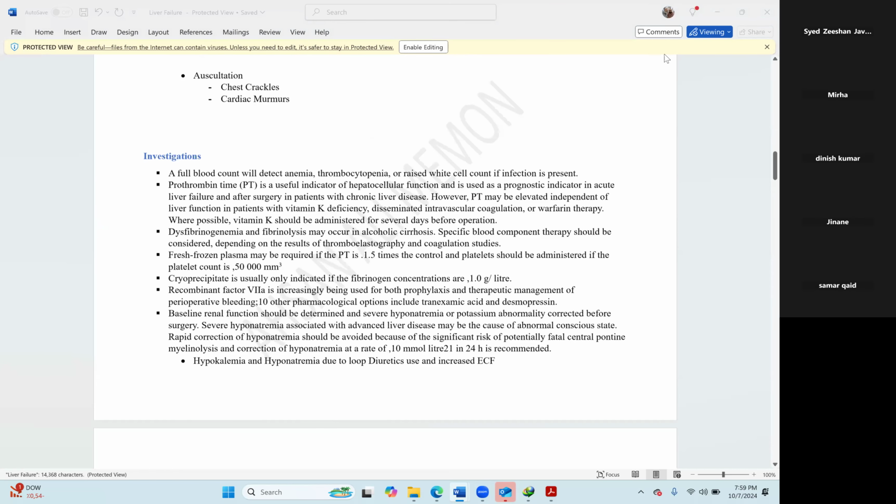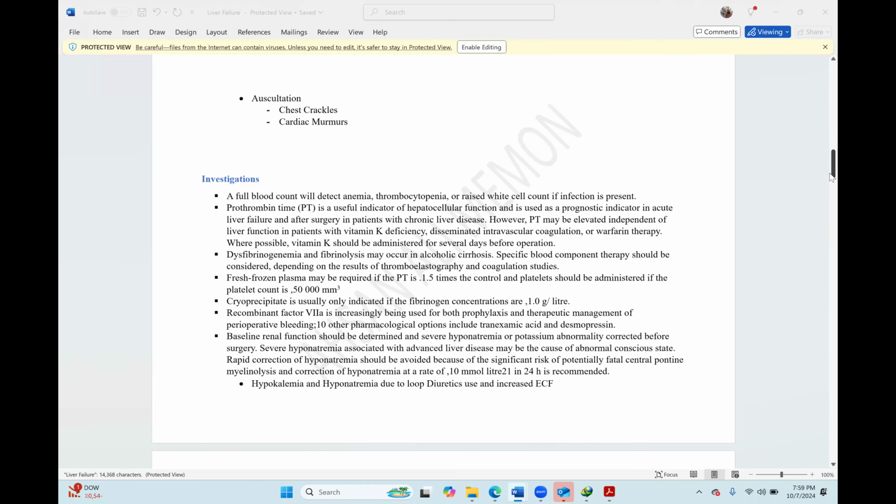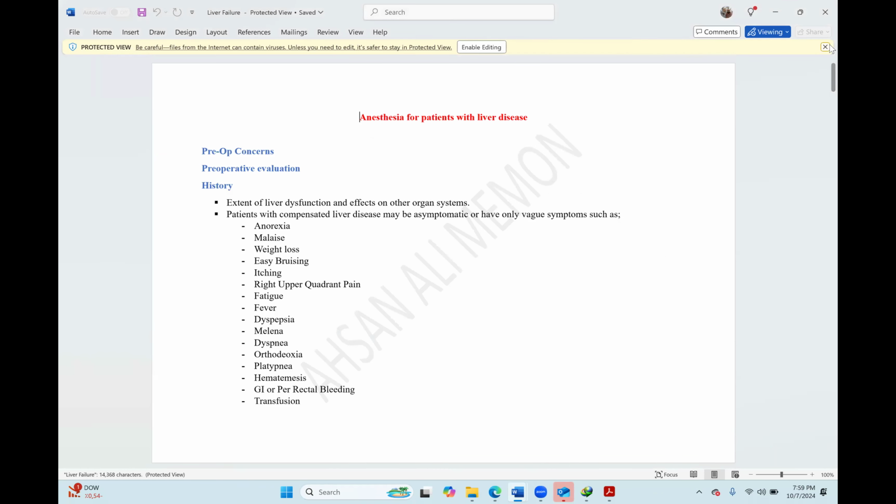I just found this text. We started the discussion about liver. So we covered almost major part of the liver, anesthesia and how to evaluate a patient. So I just found this very quickly. We will just try to have a look again.